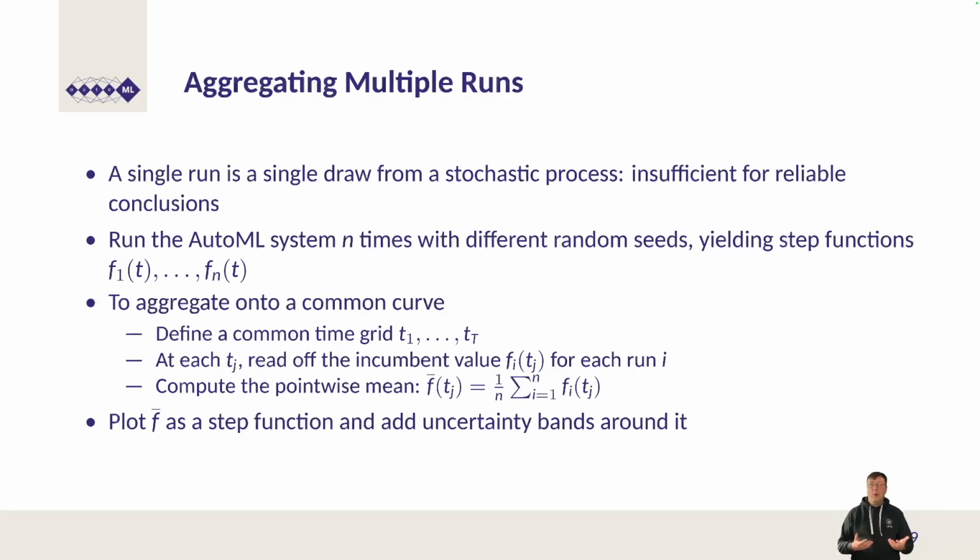There's a subtle point worth noting explicitly. The mean curve is a summary statistic across runs. It is not a valid incumbent trace of any single run. In particular, it may appear smoother than any individual run, because averaging tends to smooth out the discrete time steps. Sometimes the mean curve is interpreted as a typical trajectory of the system, which it is not. It is the expected incumbent performance at each time point, averaged over the randomness of the search.